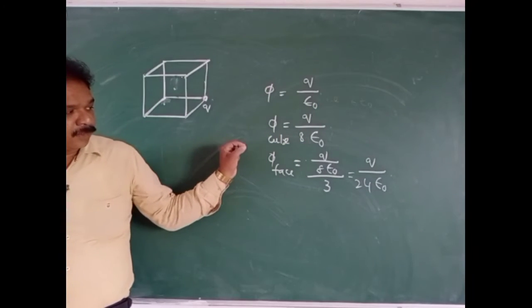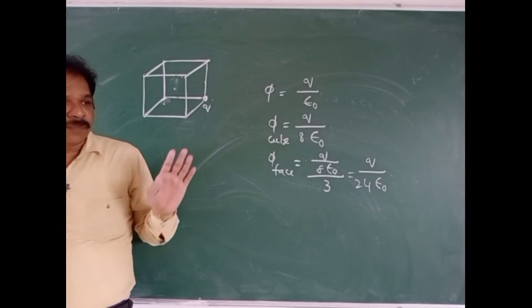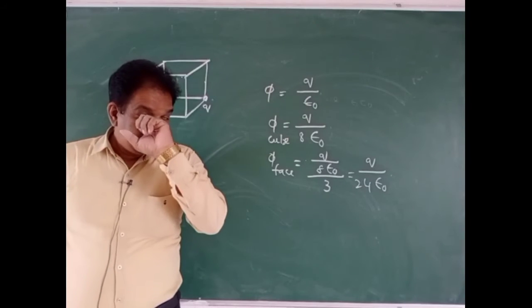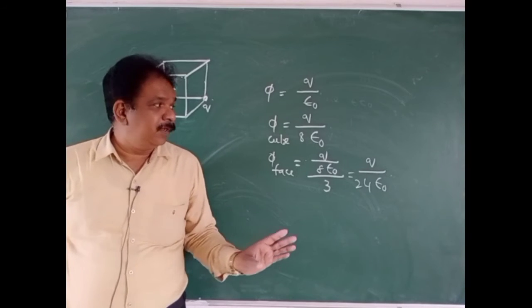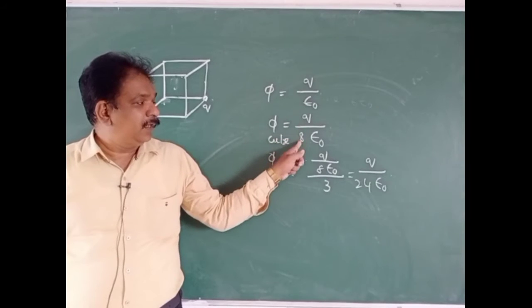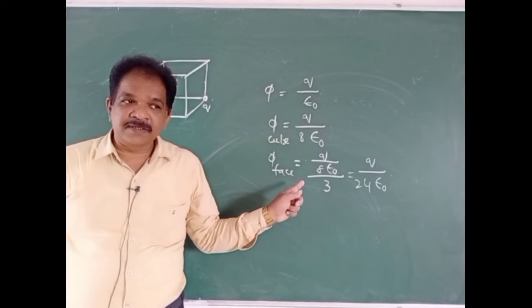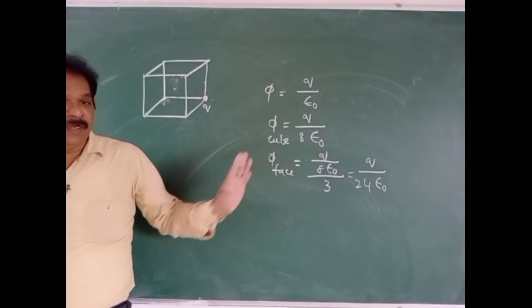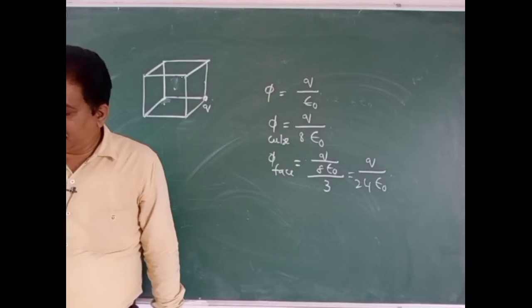At least remember the formula. What do you have to remember? The charge is kept at one corner of a cube. What is the flux coming through that cube? q by 8 epsilon naught. What is the flux coming from each face of the cube? q by 24 epsilon naught. Questions like that will be there.